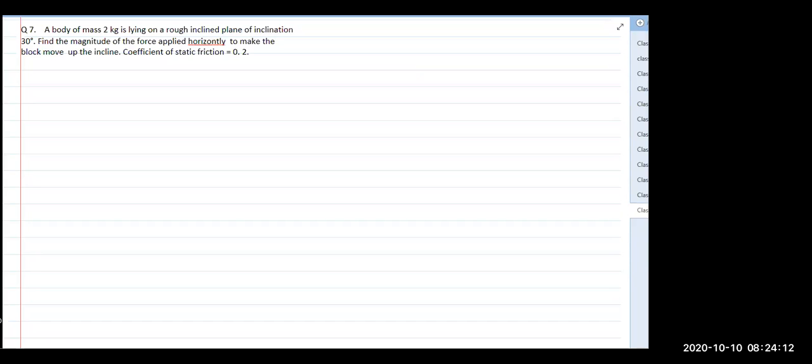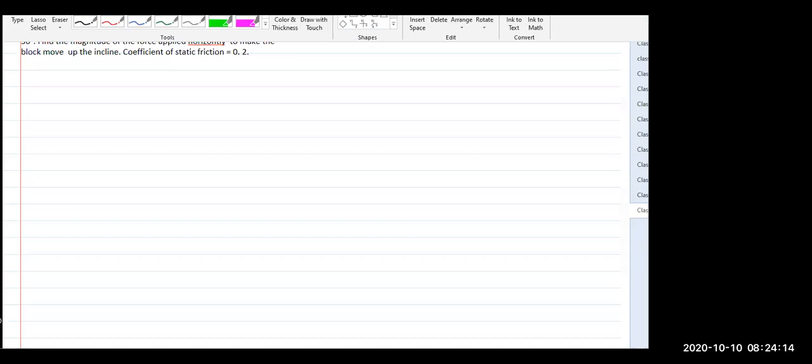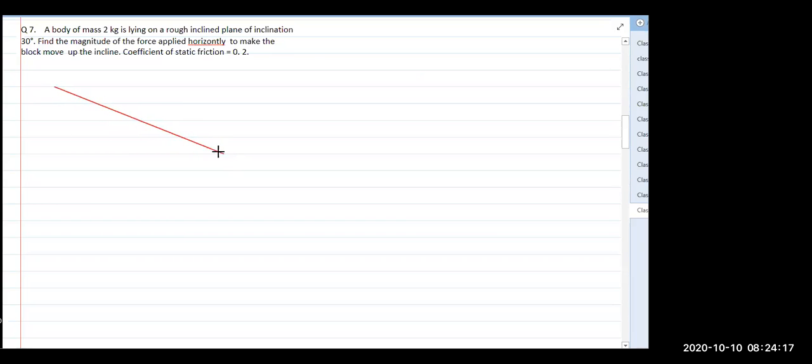Okay, so if we have a block or a body like this on an incline of inclination 30 degrees, and we have an object here. If a force is applied horizontally, and the friction coefficient is given as 0.2, and all the masses are given. Find the magnitude of force applied horizontally to make the body move up the incline. So how do we solve this question?